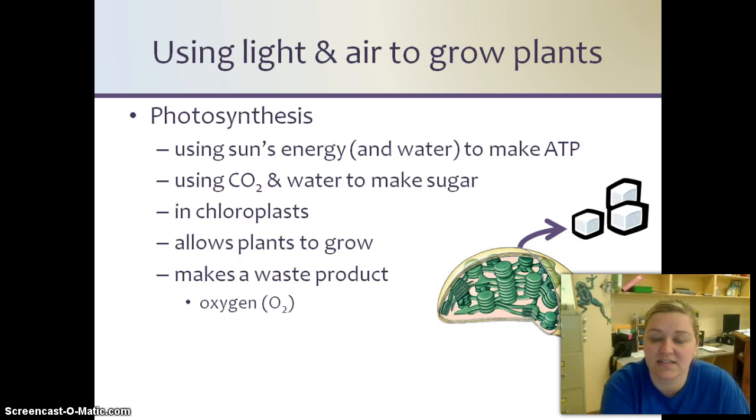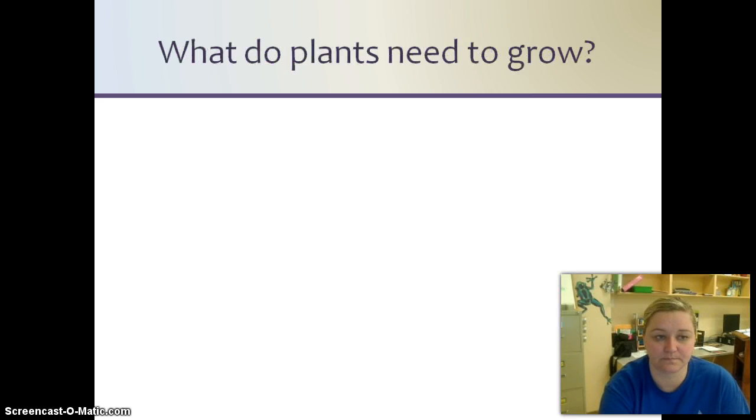So photosynthesis is using the sun's energy along with some water to make ATP, and then using the CO2 and water to make sugar. It happens in chloroplasts. It allows our plants to grow, and the waste product is actually a waste product that we can use, and that's oxygen.